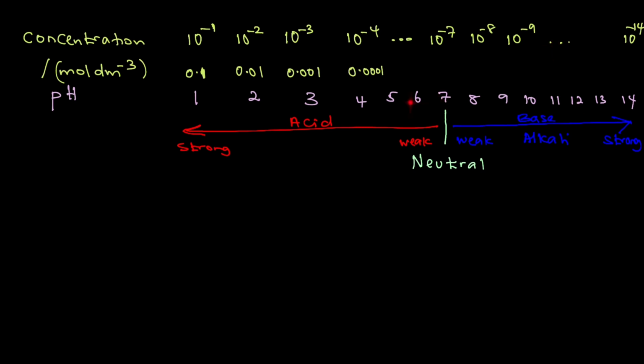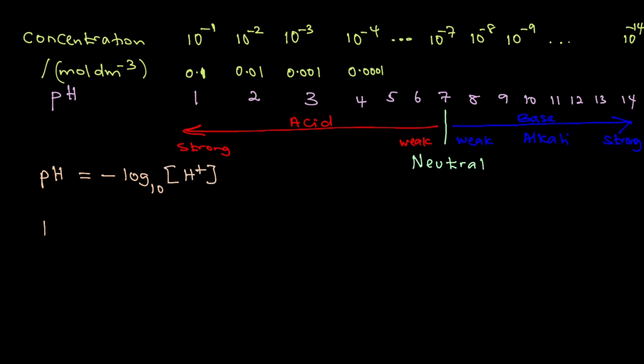Below 7 is acidic, and this is the strongest acid, 1, and the weakest acid is 6. Above 7 is alkali base, and 8 is weak base, 14 is strong base. 7 is neutral. So pH equals minus log base 10 of the concentration of H plus.